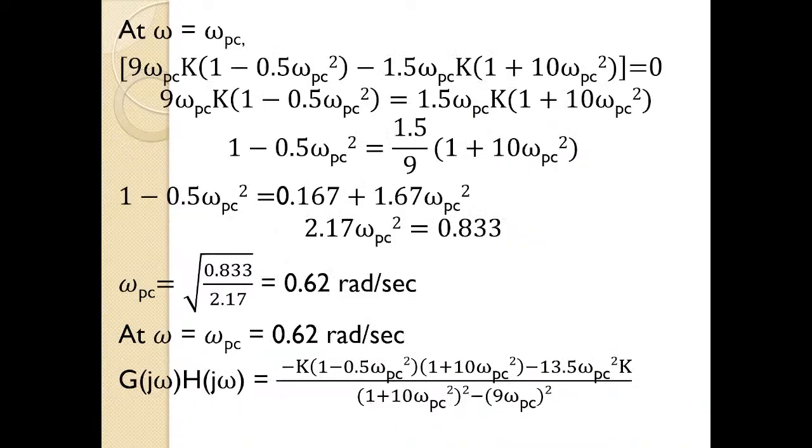So let's go to the next slide. At omega equal to omega pc, this is our imaginary term in the above equation. Equate it to 0 and simplify it. So 9, instead of omega, write omega pc.